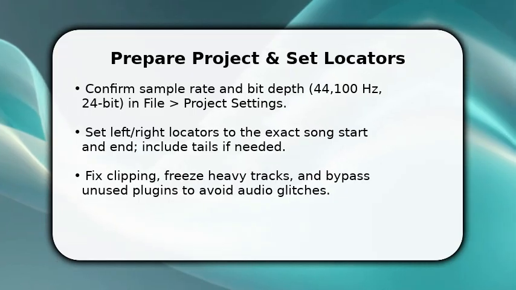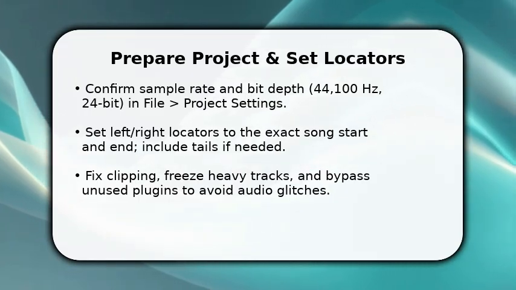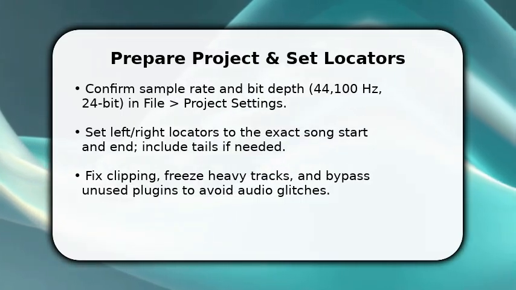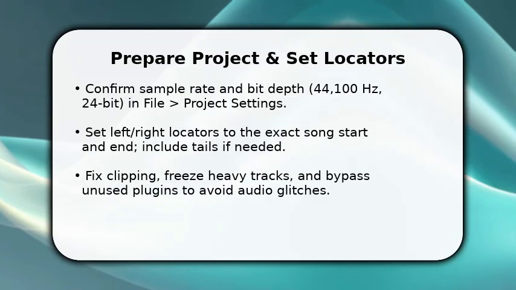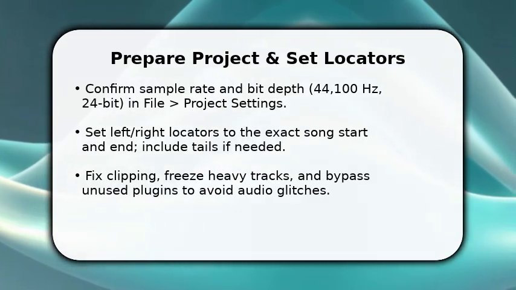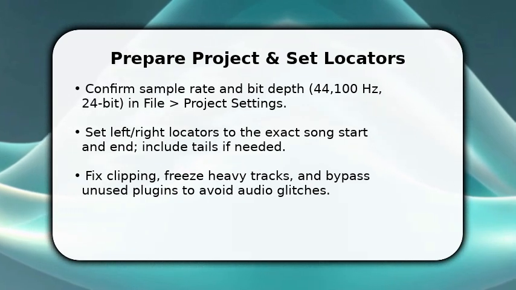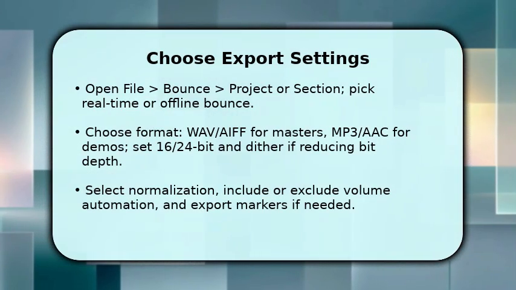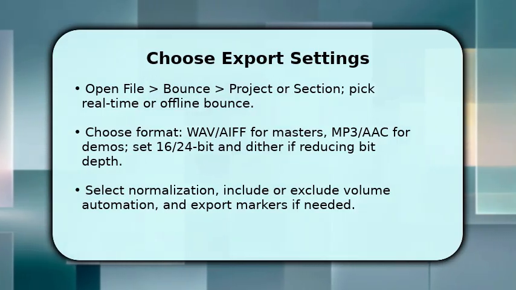Next, set the left and right cycle locators exactly where the song begins and ends. Once done, include a short tail for reverb decay. Also, reduce CPU load by freezing or bouncing heavy instrument tracks and bypassing unused plugins to prevent glitches during the final render. Now you choose how Logic outputs audio and why each choice matters.